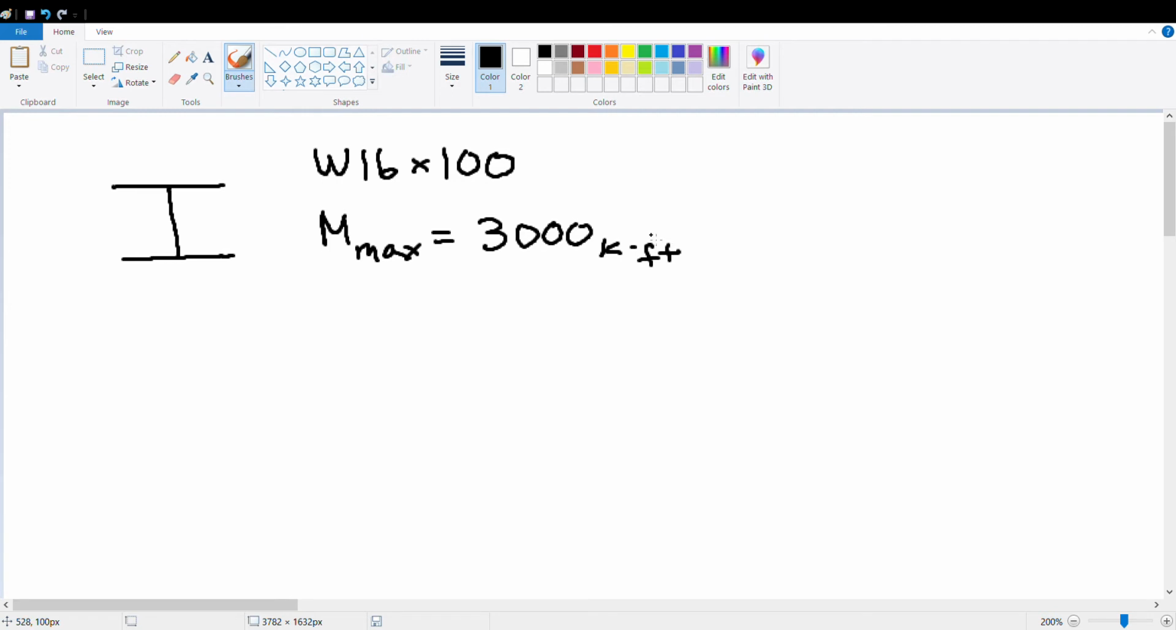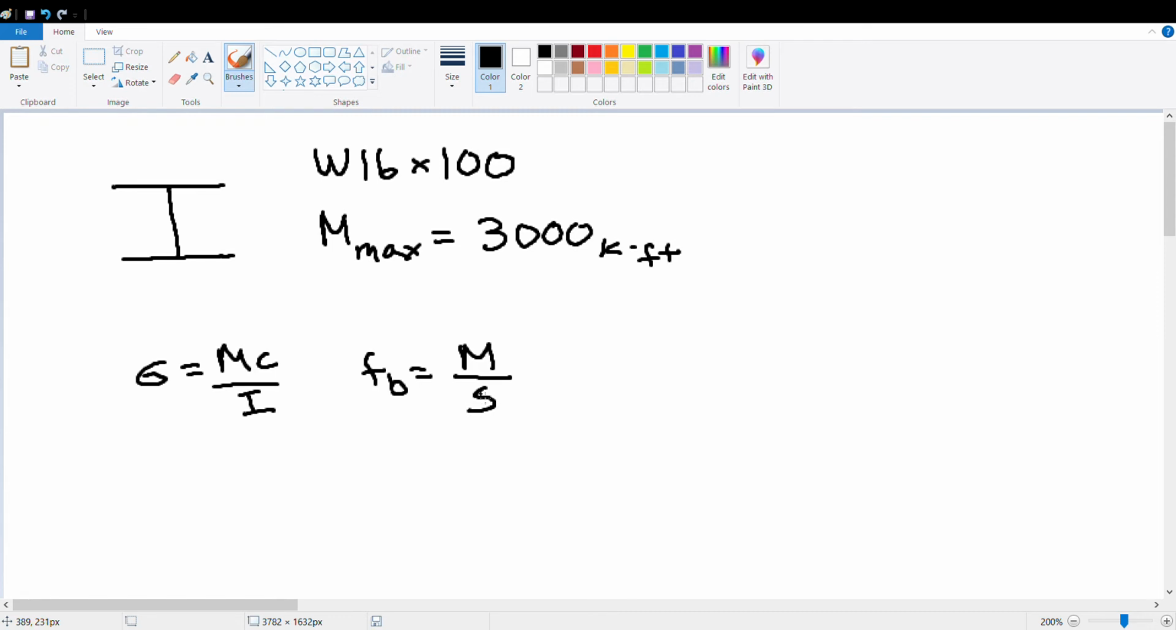And that's it. This is a very, very easy problem. Normally there are two bending stress equations. One is the one that we've been using, which is stress equals Mc over I. There's another one, which is that the bending stress is just the moment divided by the section modulus. If you take or do any wood design, you'll see that this equation pops up a lot. So let's use the second equation. You've got a W16 by 100, the maximum moment is 3,000 kip-feet. All you gotta do is find the section modulus.